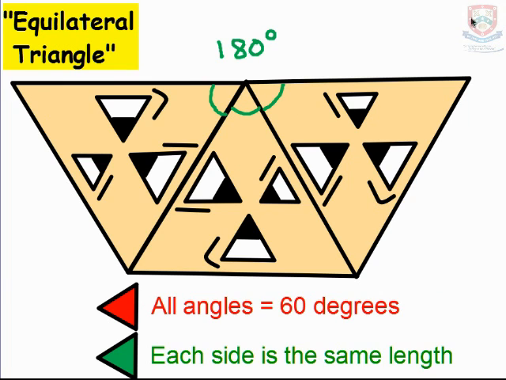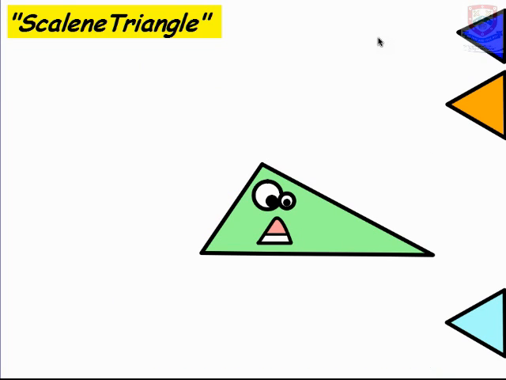But does that make the equilateral triangle unique? Because they're all 60, the angles add up to 180. So is that something special about an equilateral triangle? Let's have a look at a different triangle, and this time we're going to look at the scalene triangle. A scalene triangle has three different angles and three different length sides. But does it have any similar properties to an equilateral triangle?